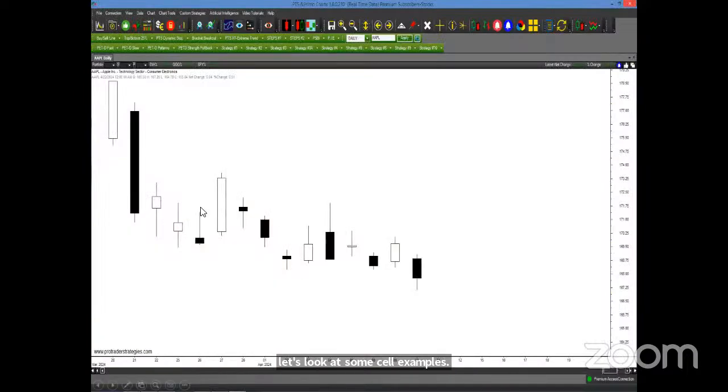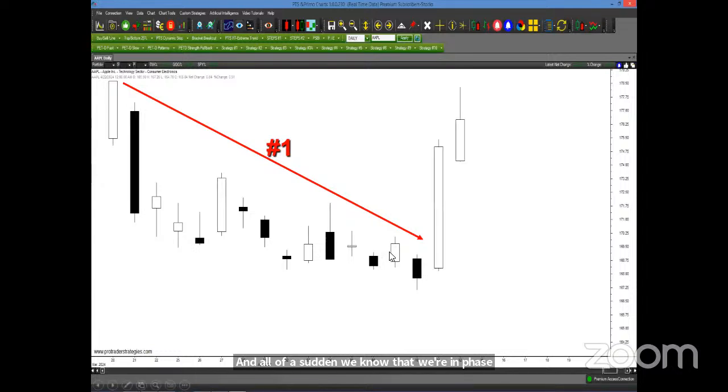This is Apple coming into April. Okay, so Apple's been coming lower, and all of a sudden we know that we're in phase 1 because the downtrend is heading lower. But look what happened here. Now, most traders said, that's it. Apple's bottomed out. Time to go and buy here. And that's why the stock jumped up for a couple of days, because they figured, okay, we've bottomed out. Now it's time to go long.